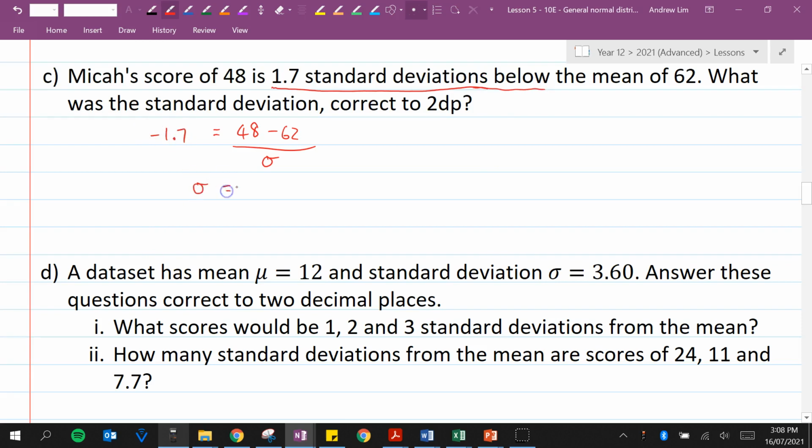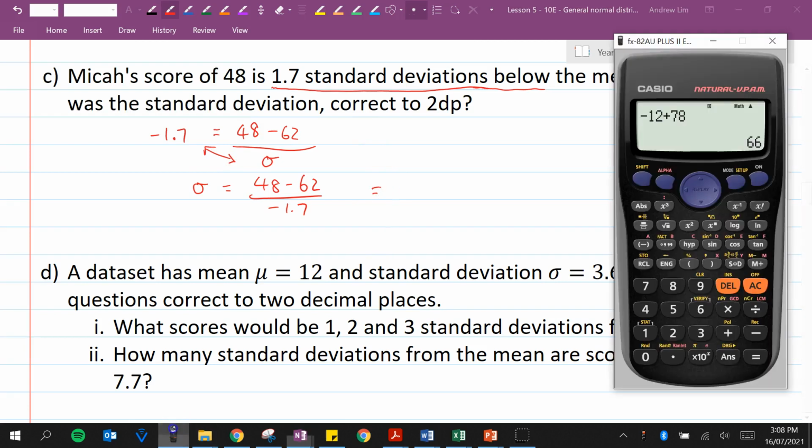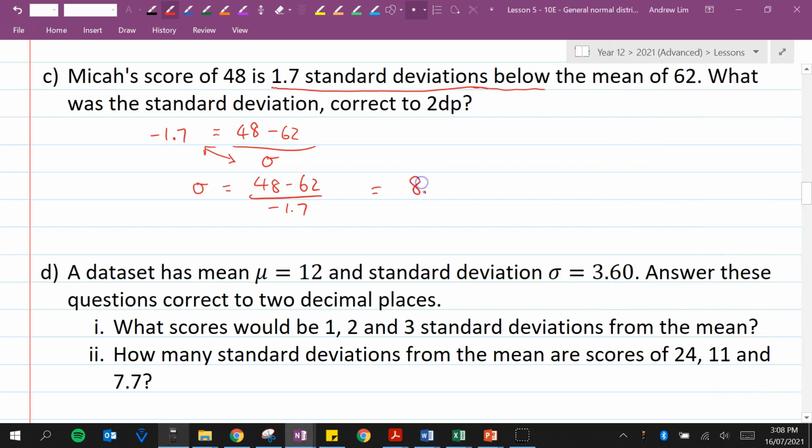So sigma has to equal 48 minus 62 over -1.7. Okay, I just swap them two. Let's put that in our calculator. 48 minus 62 over -1.7, which is 8.24. Okay.